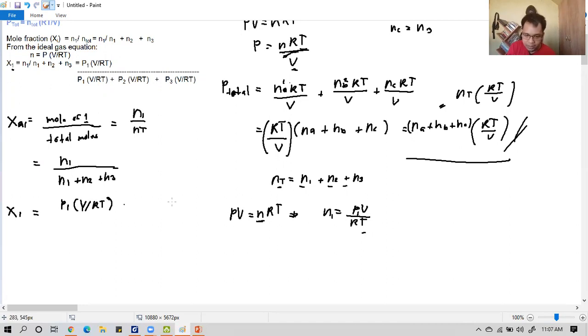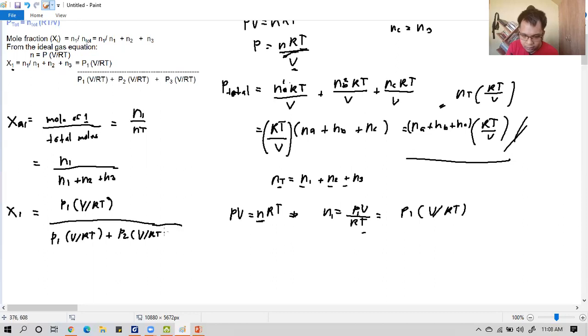Nagtitipid lang ako ng space, guys. Pwede rin siyang ganito, oh. P1 all over V over RT. Nagtitipid lang ako ng space, kasi pag pinag-times mo naman yan, ganun din naman. Tama? Okay. So, babalik na tayo dito. So, P1 all over V RT plus P2 all over V all over RT plus P3 all over V over RT. So as you can see here, we have a common factor P all over RT.